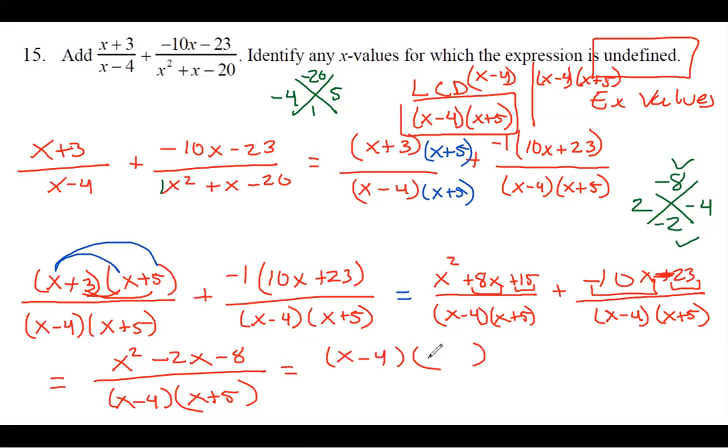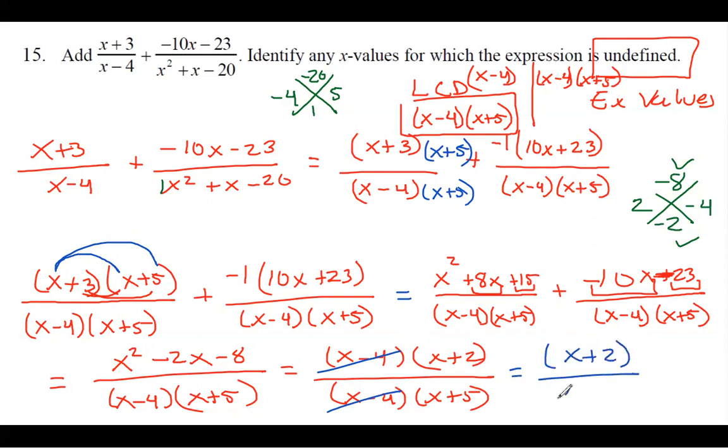X minus 4, x plus 2 over x minus 4 and x plus 5. So what simplifies? Ahora sí. X minus 4, and we're left with x plus 2 over x plus 5. And don't forget your excluded values, guys.